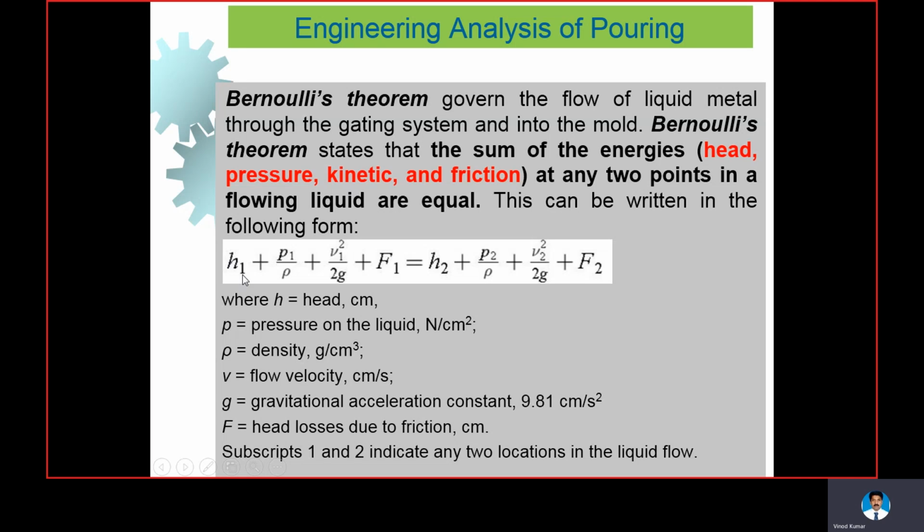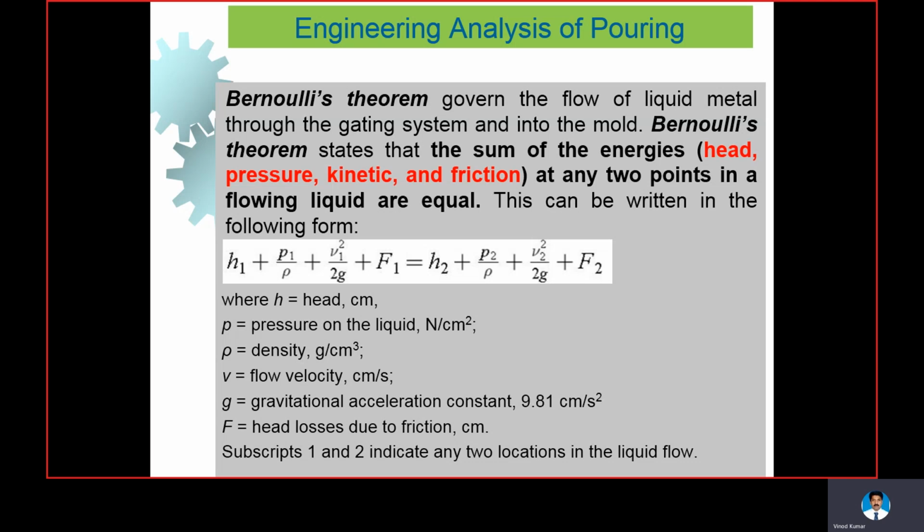So what happens is we are applying Bernoulli's equation between level 1 and level 2 at the start of pouring till it reaches the bottom side of the sprue. So take the sprue. I already explained sprue, runner, riser, etc. The top portion of the sprue is taken as 1 and the bottom portion of the sprue is taken as 2. Apply Bernoulli's equation between 1 and 2.